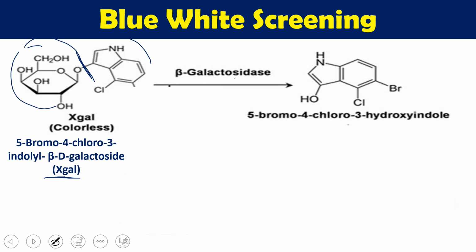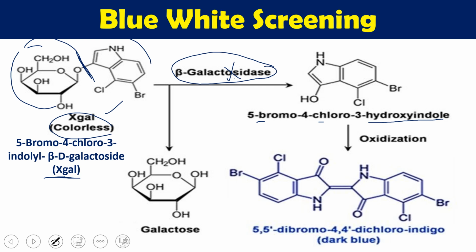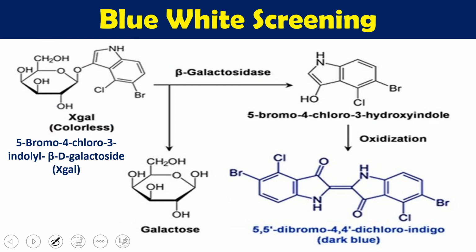So ultimately we get 5-bromo-4-chloro-3-hydroxy-indolyl, and the galactoside is separated from it. If the LacZ gene is split, then this enzyme will not be there, and X-Gal will remain. The normal color of X-Gal is colorless, or white. The 5-bromo-4-chloro-3-hydroxy-indolyl automatically self-oxidizes and dimerizes, and it gives a dark blue color. Now here is the main principle.